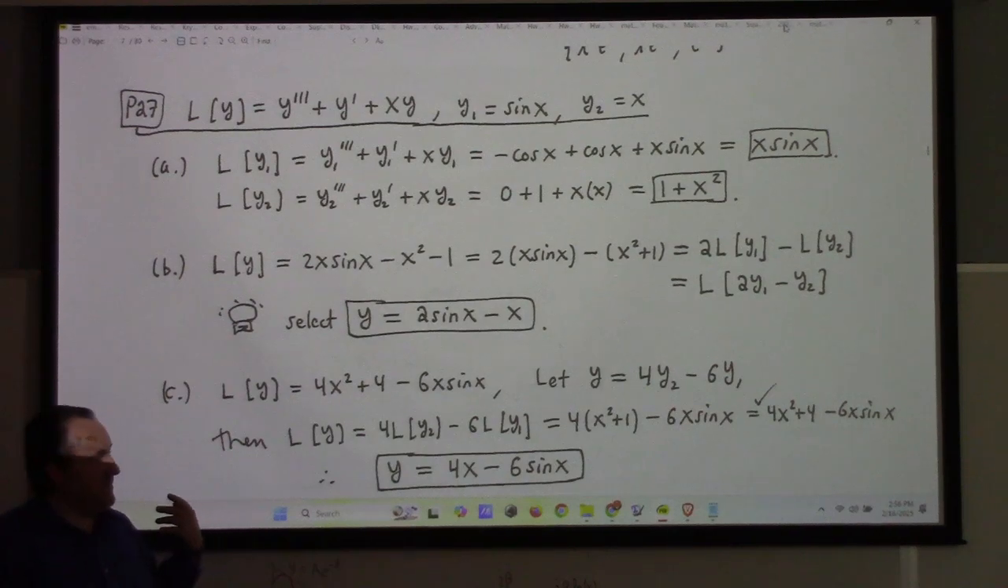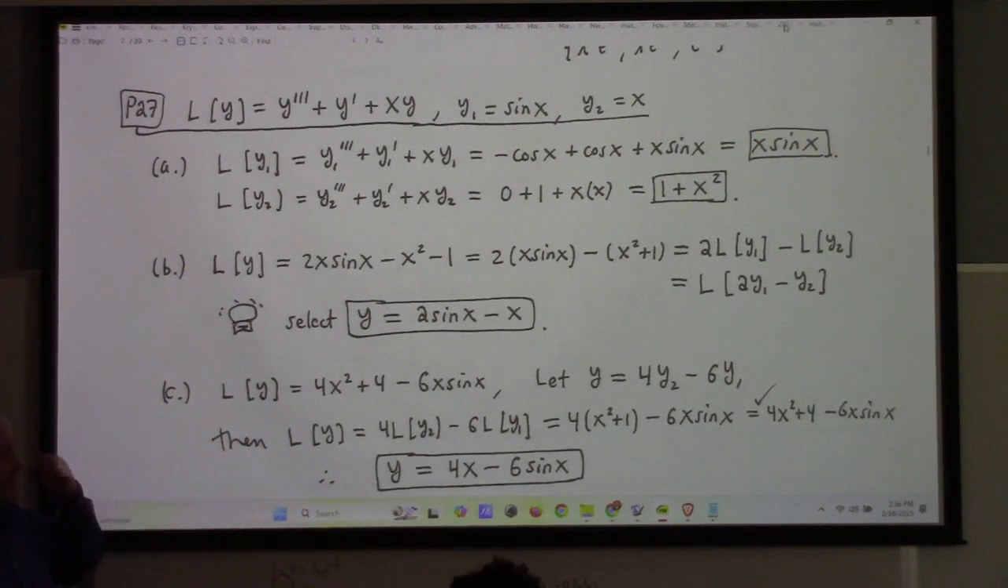That's what's behind the mathematics here as well. See, because we get x sine x for this, we get 1 plus x squared for that. So when I look at this, I'm like, oh, look at this. I've got actually 2 of these guys, right? And I've got minus 1 of those guys. So it means that twice y1 minus y2 will solve this.